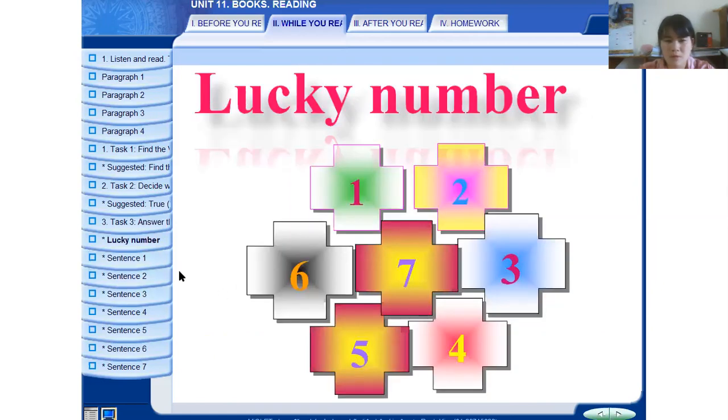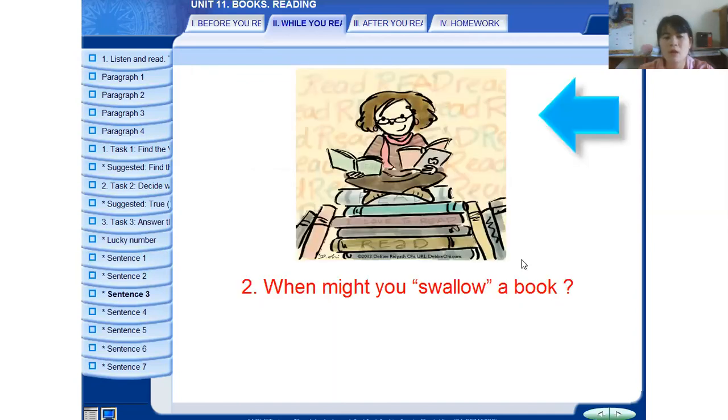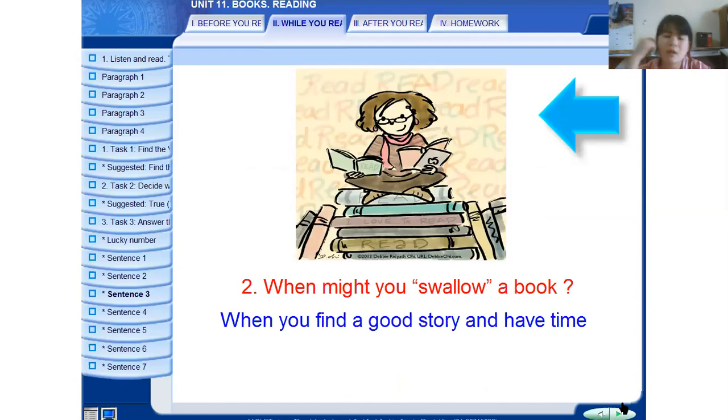Okay, number 6 already, number 2 already. Now you choose number 3. When might you swallow a book? Swallow means reading quickly. So the answer: when you find a good story and have time to enjoy it.